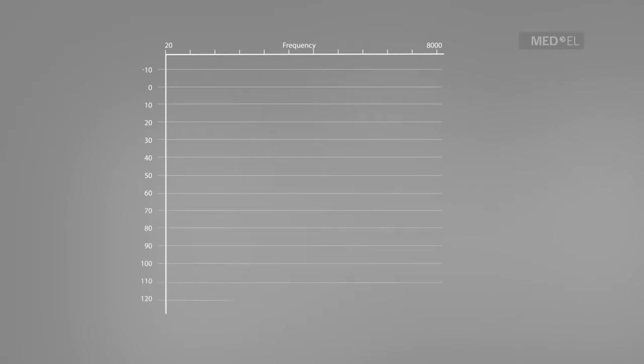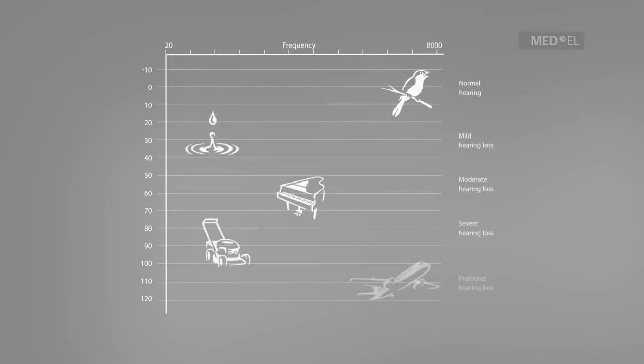An audiogram is a chart that shows the softest sounds that an individual can hear across a range of frequencies. This audiogram of familiar sounds shows the frequency and loudness of various sounds. A bird's chirp is quiet and has a high frequency. And a water drop is quiet but with a low frequency.